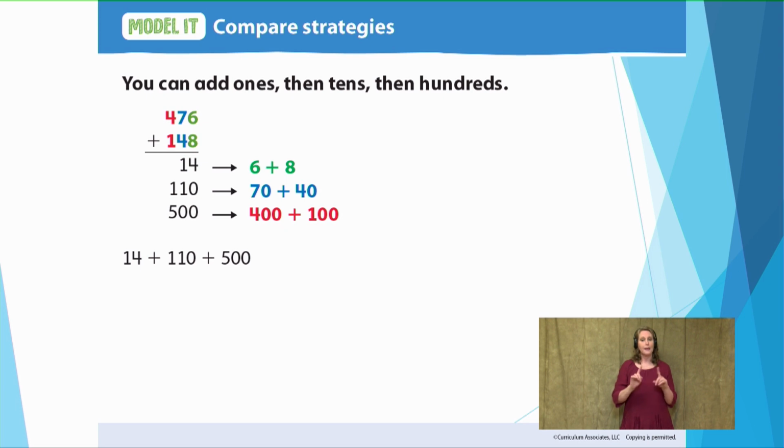But then look here. What did they do on this one? It says you can add ones, then tens, then hundreds. Will you get the same sum if you do it this way? It looks like it. So they did 6 plus 8 is 14, 70 plus 40 is 110, and then 400 plus 100 is 500. And then they add them up and they will get the same number.